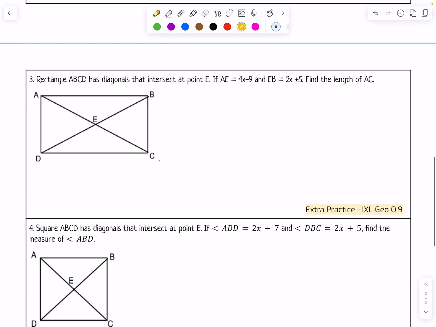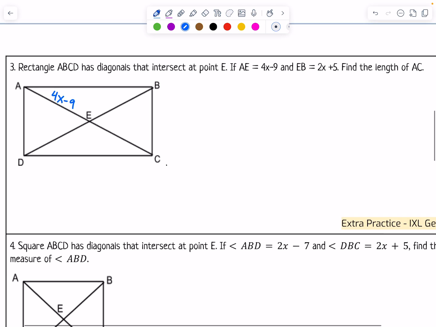3 is about a rectangle. Rectangle ABCD has diagonals that intersect at point E. If AE is 4x minus 9, so let's label that, and EB is 2x plus 5, find the length of AC. So we eventually want the whole diagonal of this rectangle, but we're only given 2 pieces of the diagonals. So we've got to think of what we know about the diagonals of a rectangle.